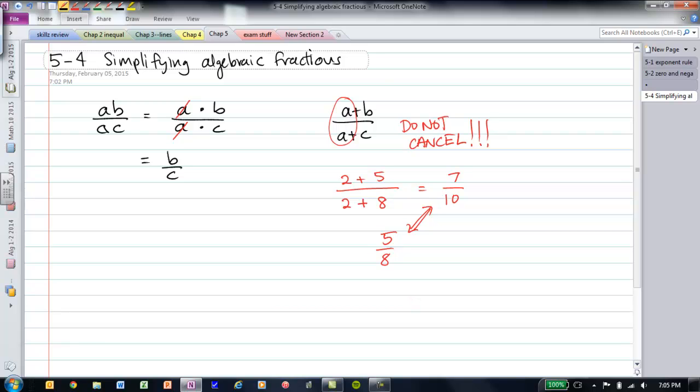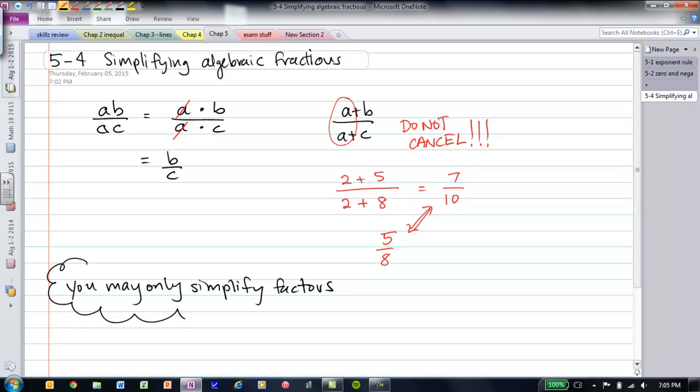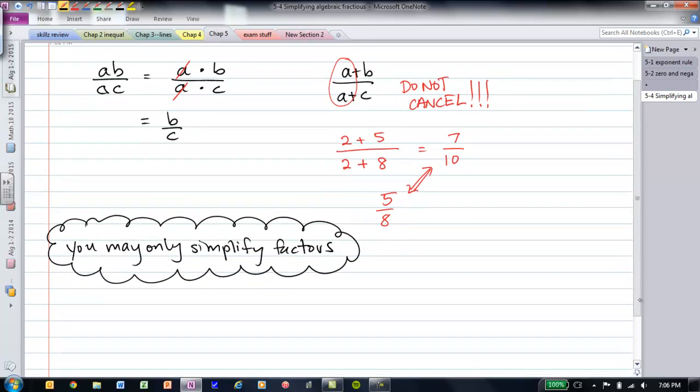So if you're going to write yourself a rule here, the first rule to write is you may only simplify factors. And remember, factors are things that are multiplied together. Terms are things that are added and subtracted.